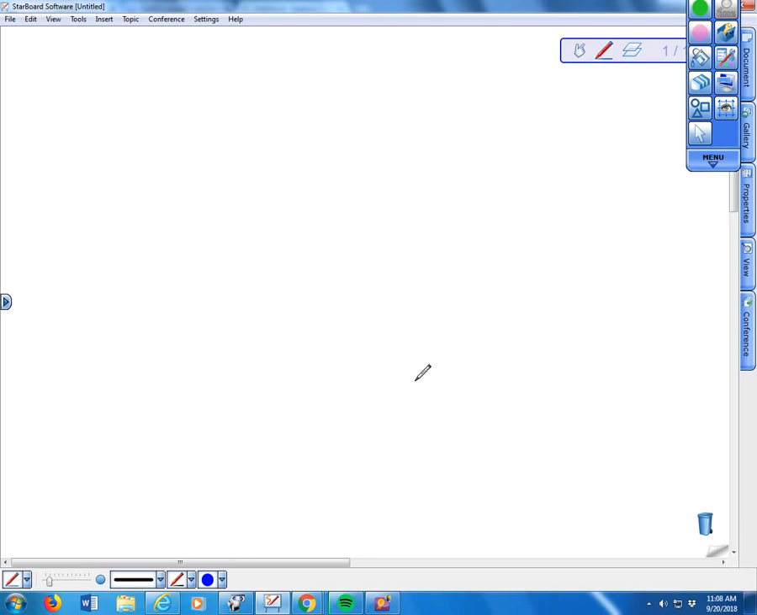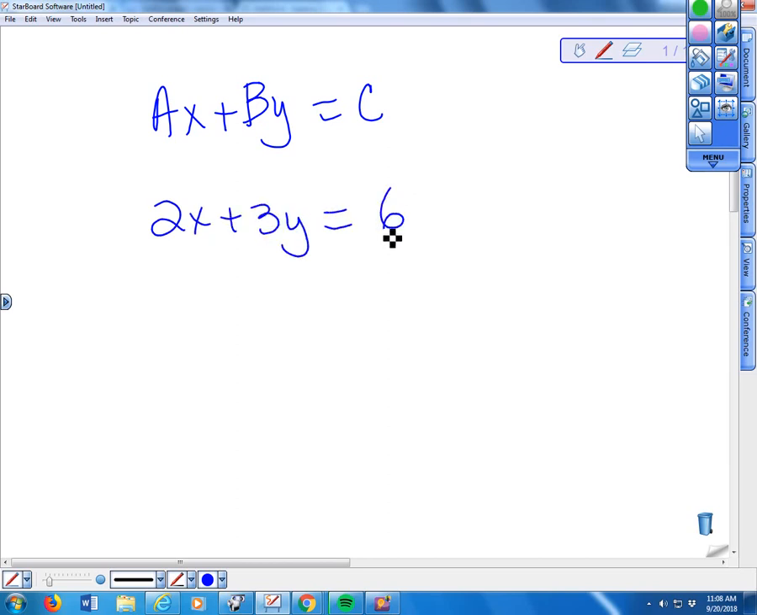So talking about 2.2, 2.1 was writing equations in slope-intercept form. 2.2 is writing equations in standard form. In standard form, the a is just the coefficient of x, the b is the coefficient of y, and c is a constant. Okay, so as an example, that's an equation in standard form.